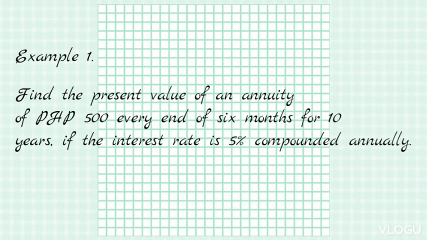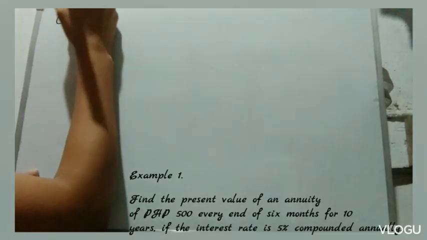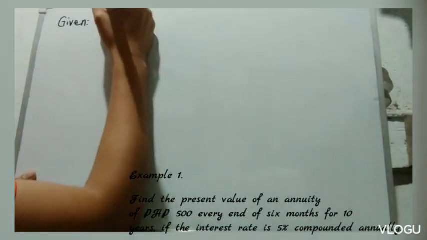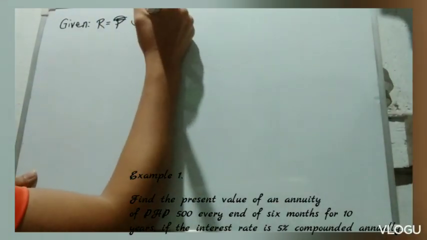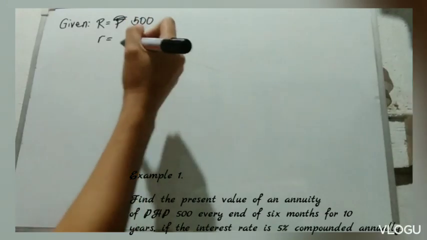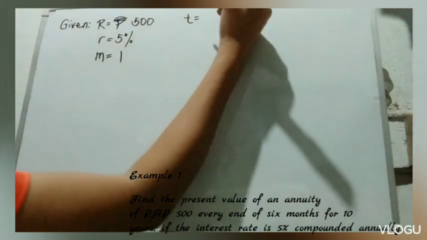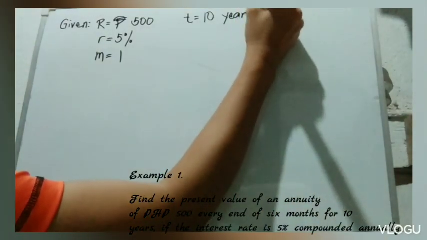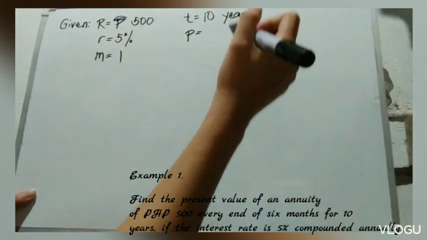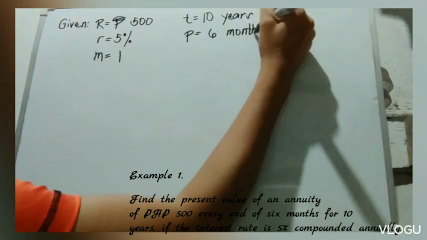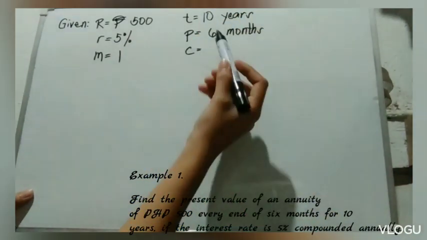So I have here an example. Find the present value of an annuity of 500 pesos every end of 6 months for 10 years if the interest rate is 5% compounded annually. So let's identify the given in the problem. R is equal to 500, rate is equal to 5%, M is 1 because it is compounded annually. T is equal to 10 years, P is 6 months, C is 12 months because how many months are in 1 year? So 12 months.